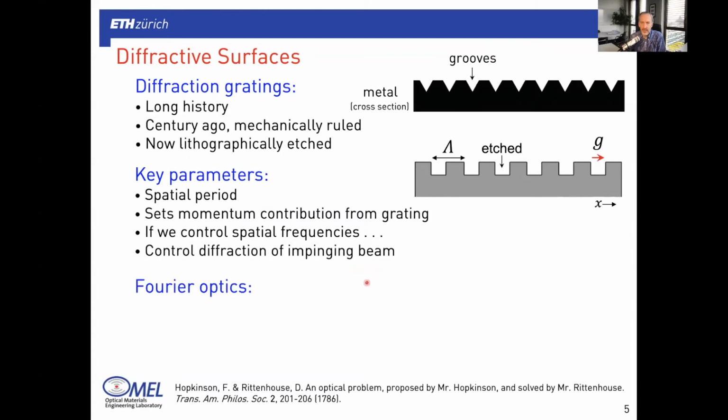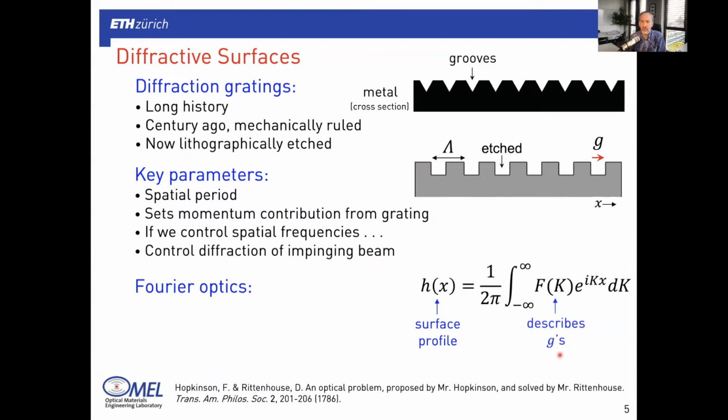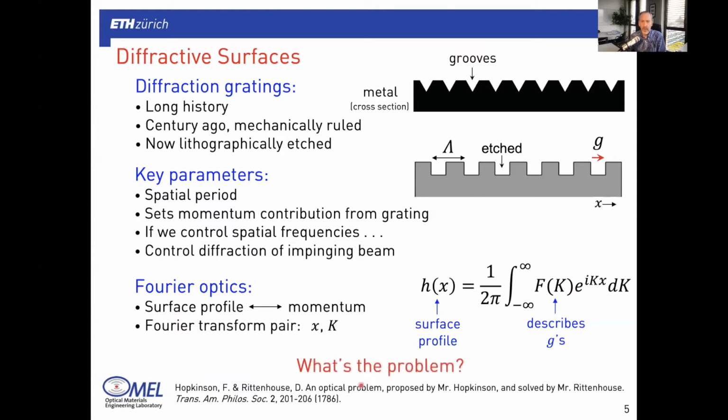And this is nicely summarized in terms of Fourier optics, where the height profile of the surface, so h, how is the height of this profile, how it goes up and down as a function of x, is directly related to the spatial frequencies by this function f of k through a Fourier transform. So the surface profile is directly related to the momentum through this Fourier transform pair of position x and k, the wave vector. Okay, all of this is well known.